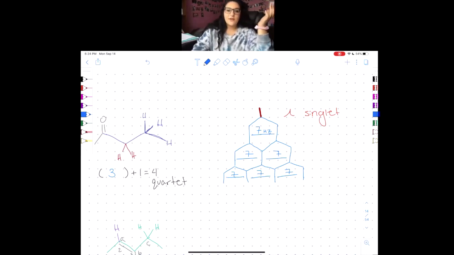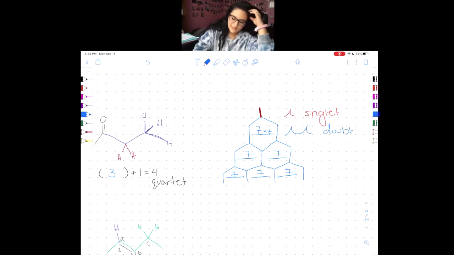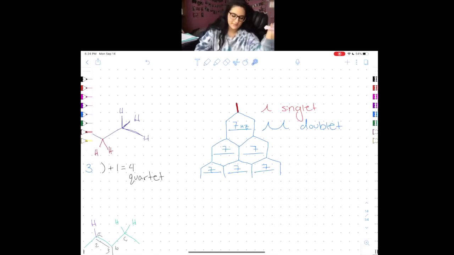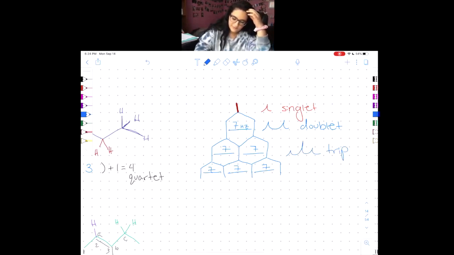And so for every one of those lines, we are going to draw a peak. So at this level, we would have 1, 2, and that would be called a doublet. Next one down, you need to realize that when you have overlap, you're going to get a taller peak. So it would be a small one, a tall one, and a small one, and we call this a triplet.